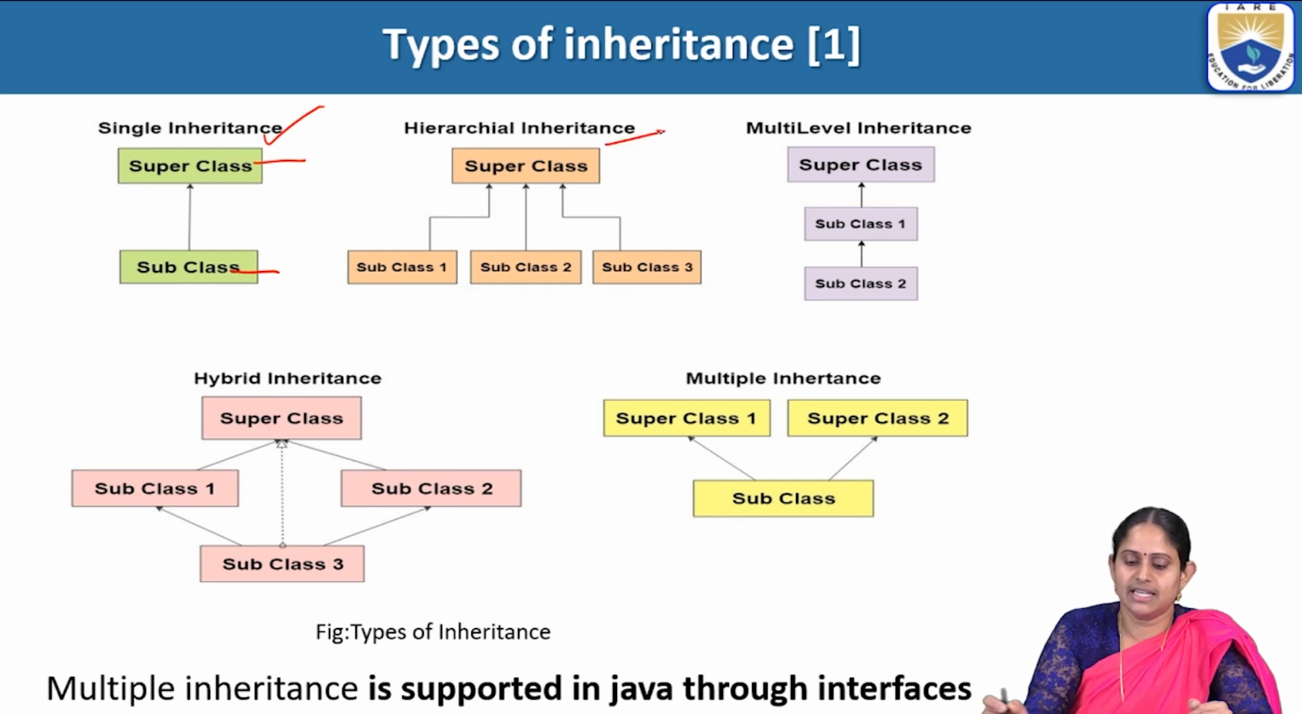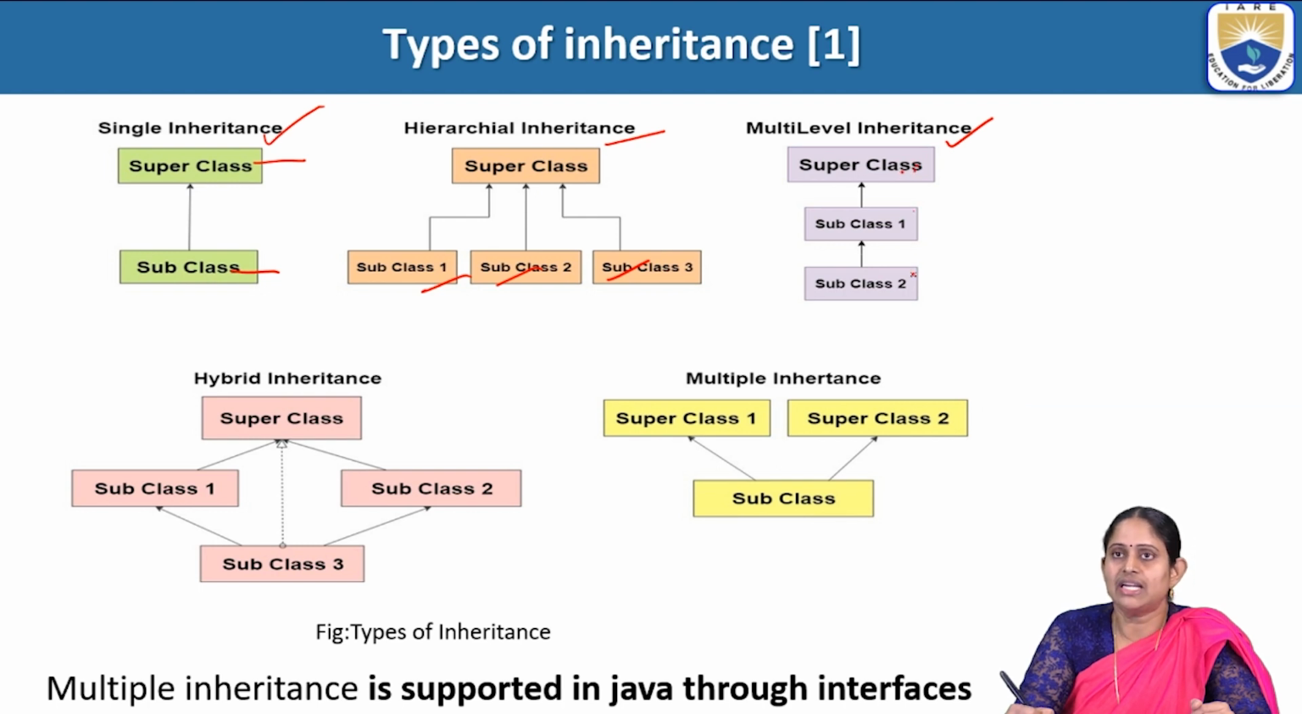Next is hierarchical inheritance, wherein from one superclass we can derive multiple child classes. Multi-level inheritance, wherein you have more than one level of inheritance. So we have the superclass. From this superclass, subclass 1 is achieved, and from subclass 1 we have subclass 2 achieved. So this subclass 2 will have properties of the superclass and the subclass 1.